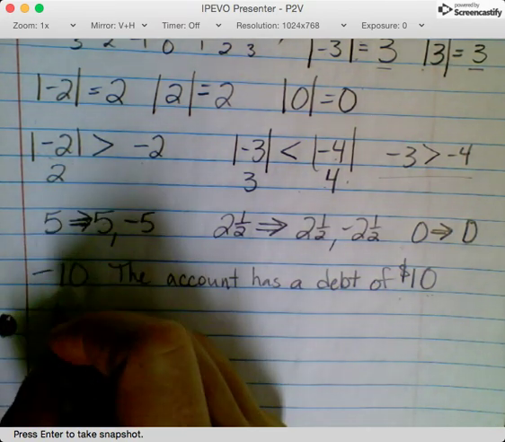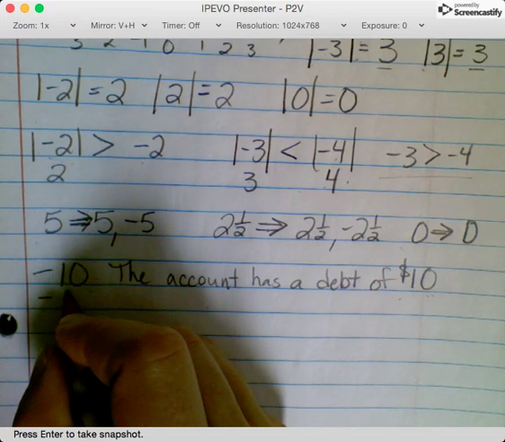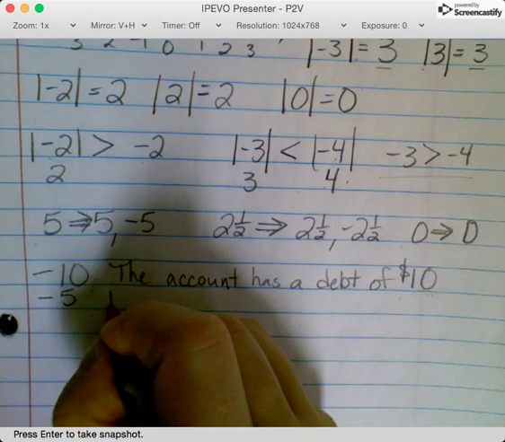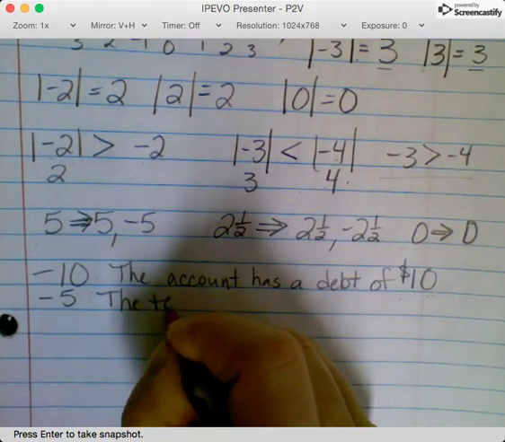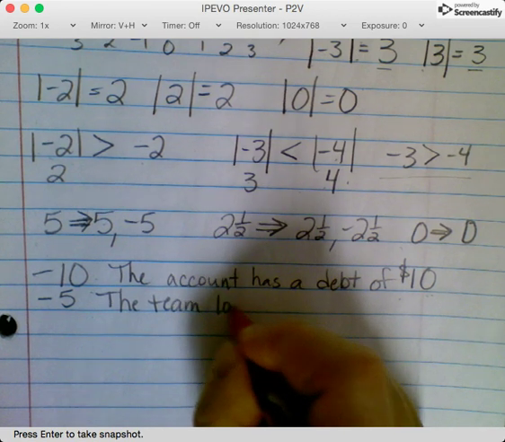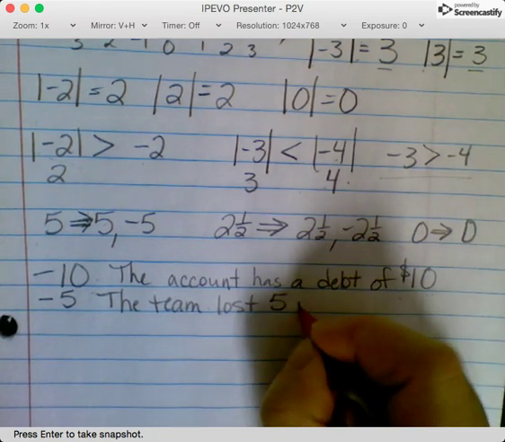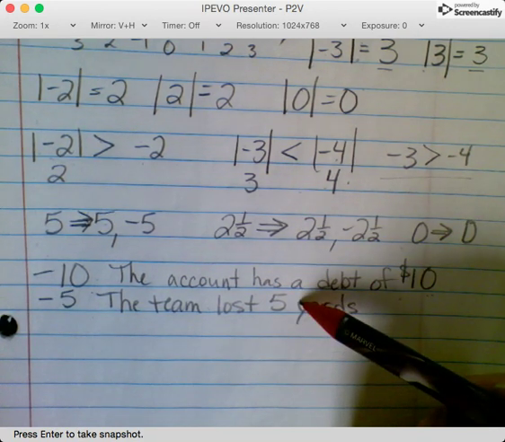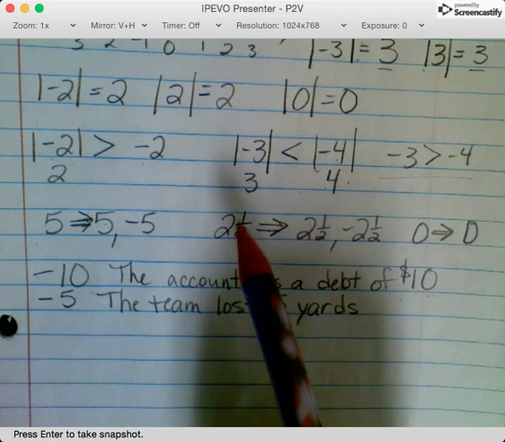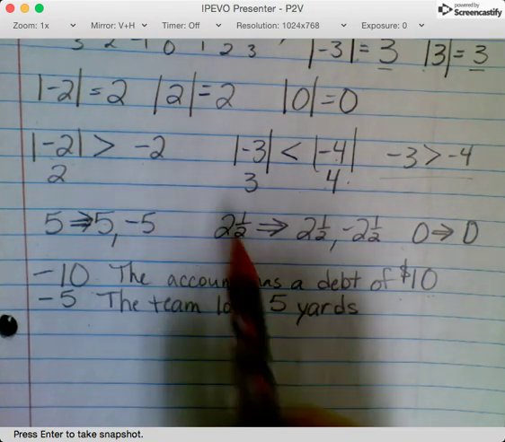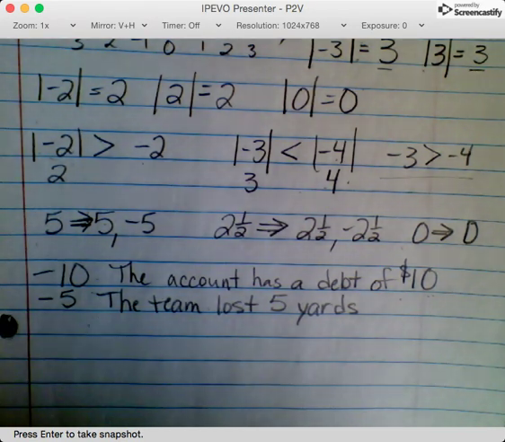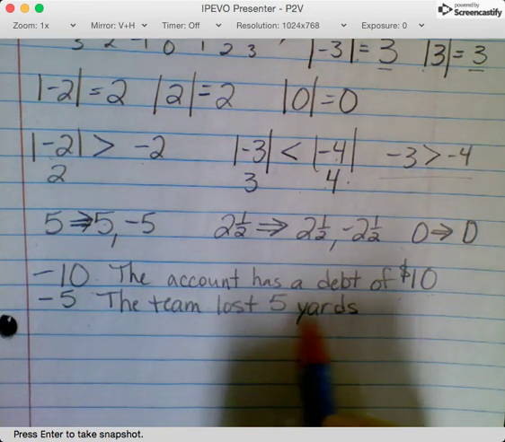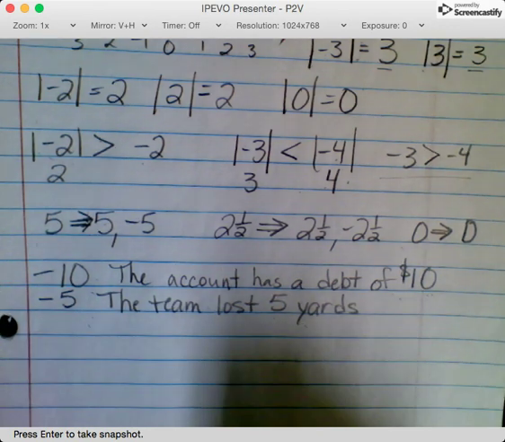If I said negative 5 yards, that would mean the team lost 5 yards. So it has to be something that would go down or in the negative direction, like losing or having a debt. But then when we say it as the absolute value, we don't put the negative sign on there.